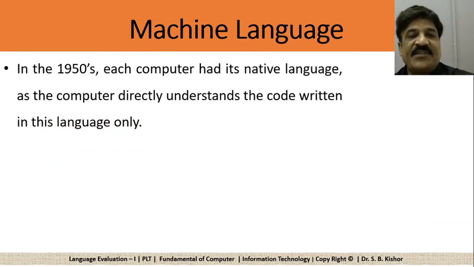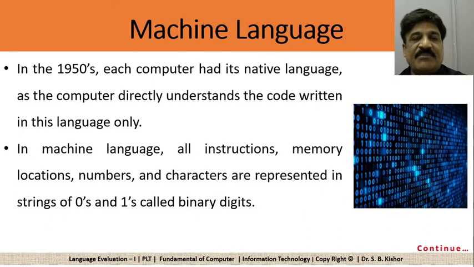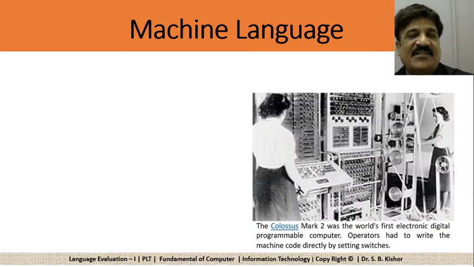So in the 1950s, each computer had its own native language, as the computer directly understands the code written in this language only, just as we have discussed. In machine language, all the instructions, memory locations, numbers and characters are represented in strings of what? 0 and 1 only, that is binary digits only. All the instructions, constant values, and memory locations have been specified in the form of 0 and 1 only. So let us discuss one of the problems.